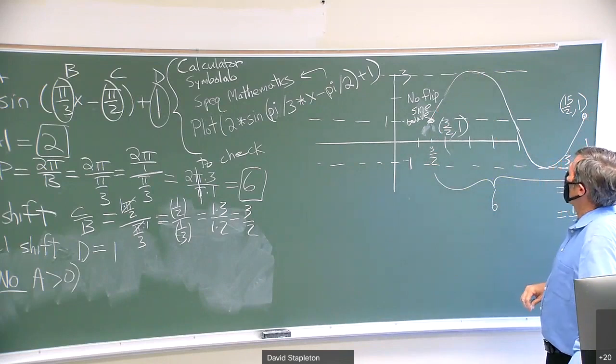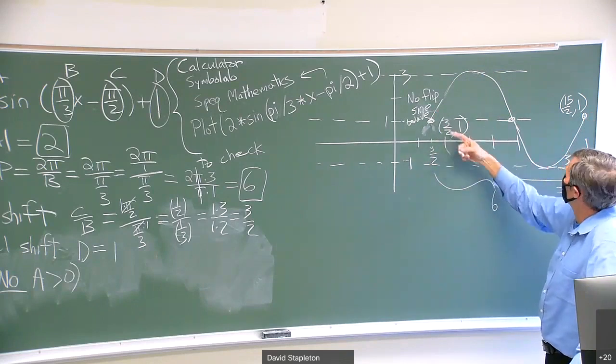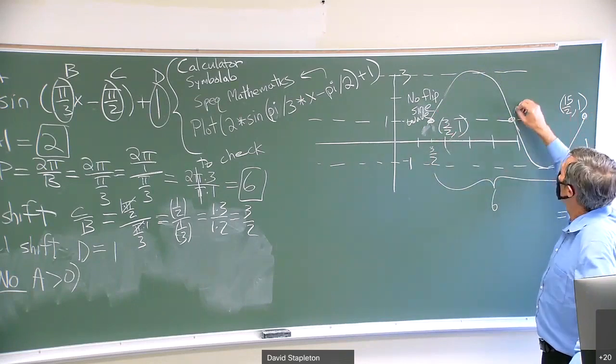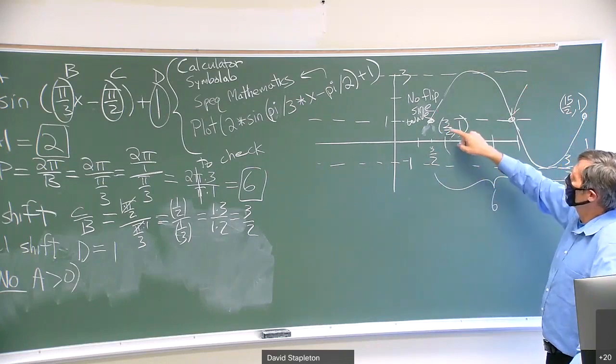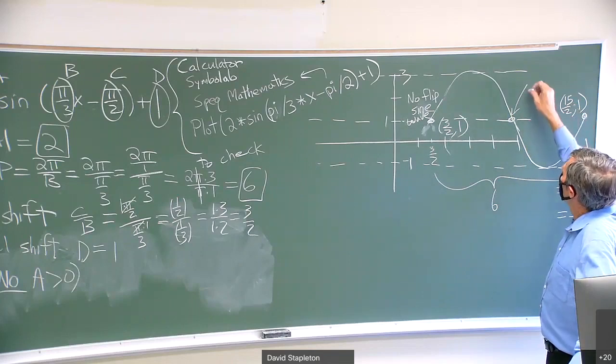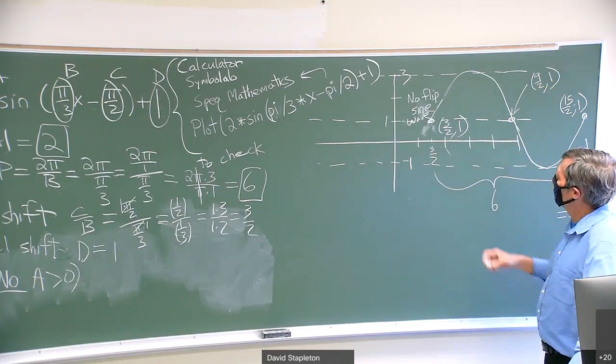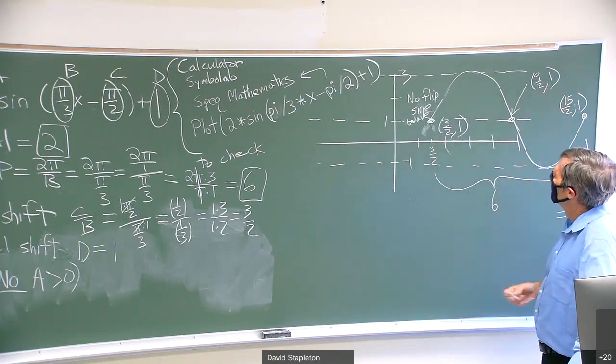Now we can find the rest of the points easily, right? It crosses halfway between. So what's halfway between 3 halves and 15 halves? If you think about it, you're asking what's halfway between 3 and 15. They're 12 apart, so it must be 9. This must be 9 halves, 1. Right? So halfway between 3 and 15 is 9.